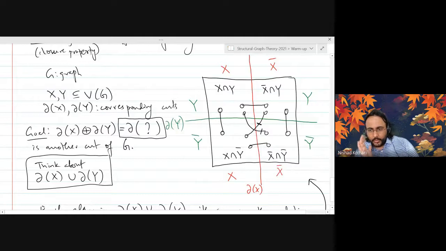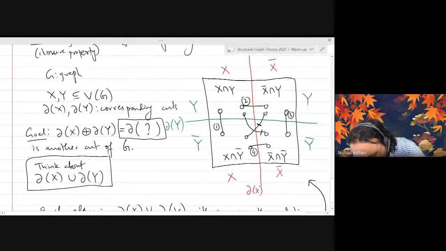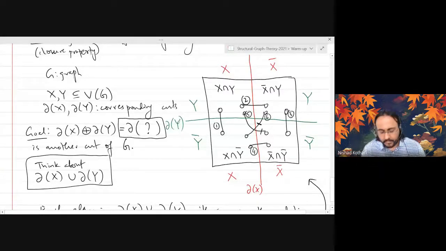This is the union of these cuts. But what we are really interested in is the symmetric difference of these cuts. So what happens in the symmetric difference? Can somebody tell me which of these 6 types of edges will survive in the symmetric difference? Let me call them 1, 2, 3, 4, 5, 6. 1, 2, 3, 4 will. Exactly.